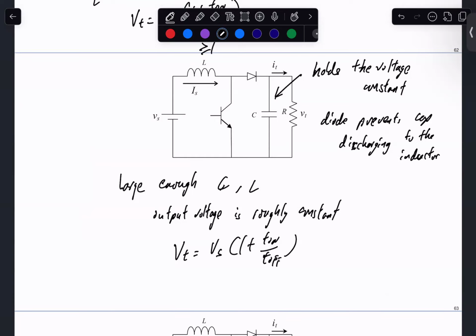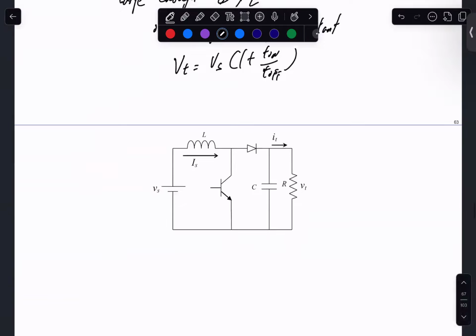Right, and then for this type of circuit, you have power, which is obviously Vt times It, equals Vt squared over R.